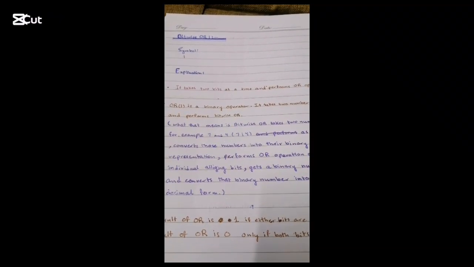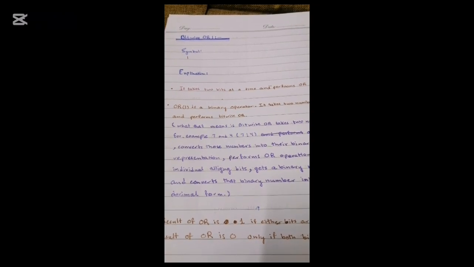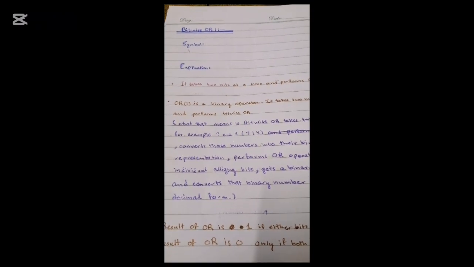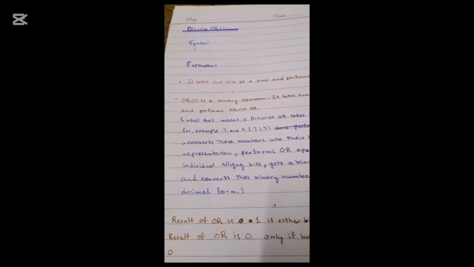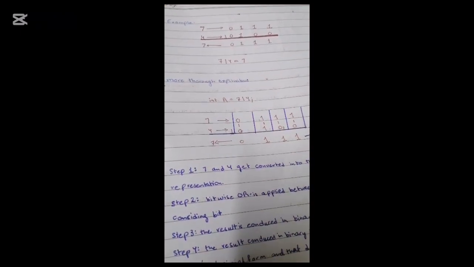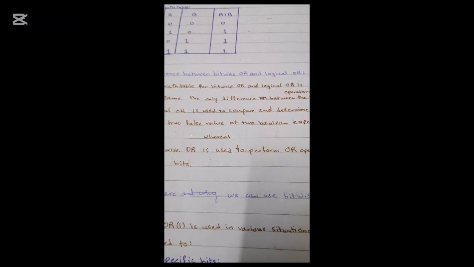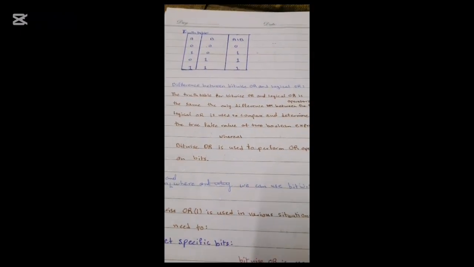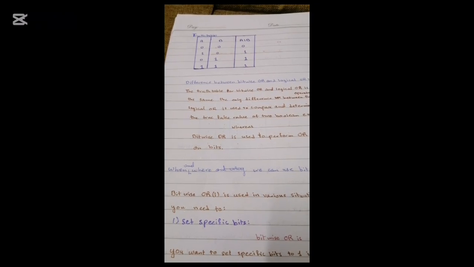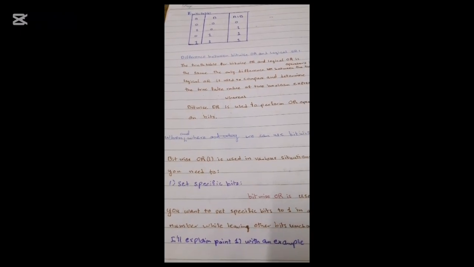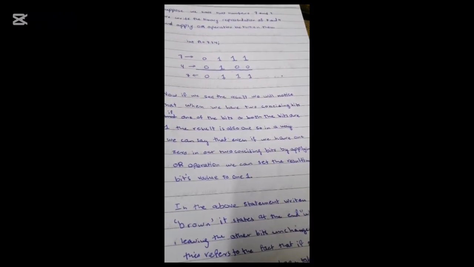Hello guys, today I will explain the Bitwise OR operator, which is an operator available in C language. I will show you its symbol, explanation as to how it works, with examples and stepwise instructions. I will also provide you its truth table, the difference between Bitwise OR and logical OR, and also when and where we can use Bitwise OR, and I will also explain those things in further detail.